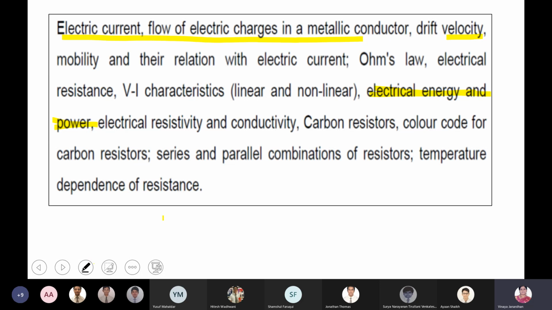Resistivity, again, you have learned in lower grade. Conductivity, we have just done some introduction to conductivity, only the definition. So I have to do numericals on electrical energy and electrical power, then carbon resistor color code. Series and parallel combination of resistors. You already know what series and parallel combination of resistors are. When you get a circuit with combination of resistors, should I do that?